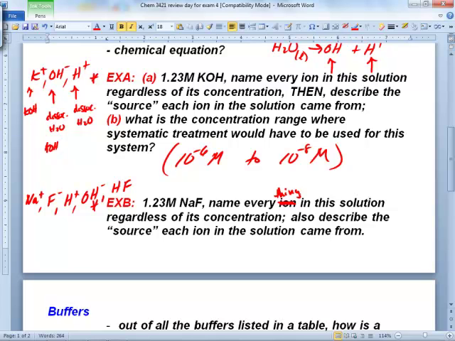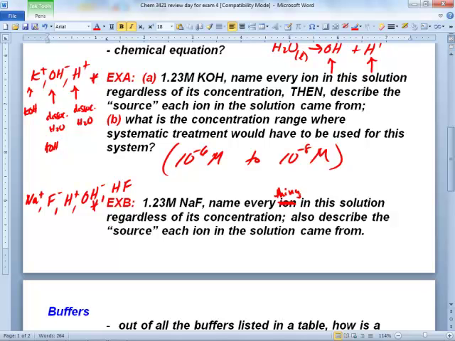Okay. And the source. Where's this stuff coming from? A little more practice, Kathleen. Where's the Na coming from? In fact, we even know what its concentration is, right? It's coming from the sodium fluoride. How about the F minus, Randy? Where's its source? From the same, yeah, it's coming from here. Except, is it 1.23 molar? No. But it's coming from there.